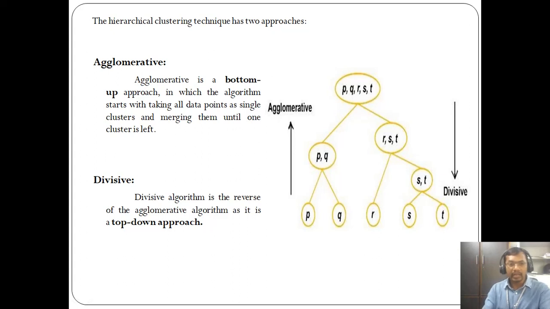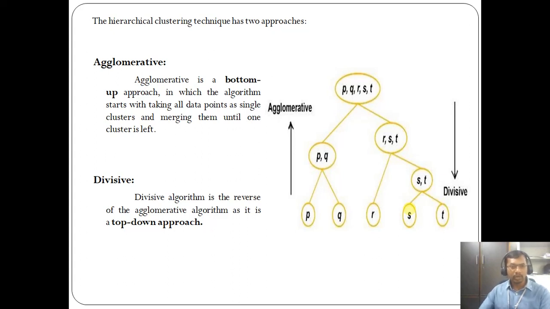Another approach for hierarchical clustering analysis is the divisive approach, also called the top-down approach, the reverse of the agglomerative approach. Initially it treats all the data points as a single cluster, and based on some criteria, it divides the cluster into multiple clusters. So it is called the divisive approach. In this video, we are going to see how hierarchical clustering is applied in the agglomerative approach.